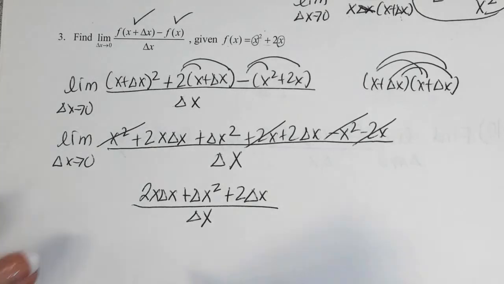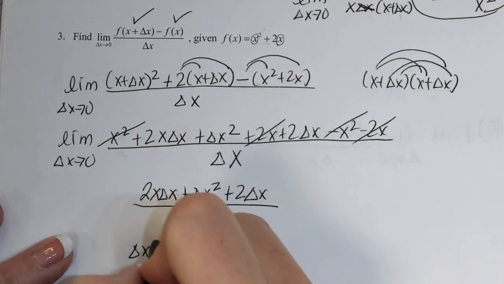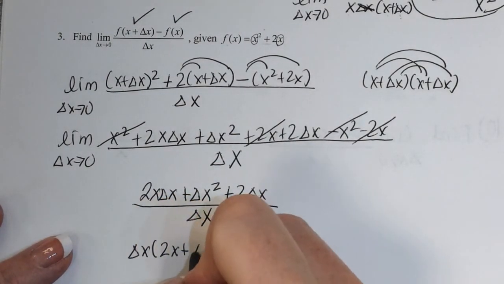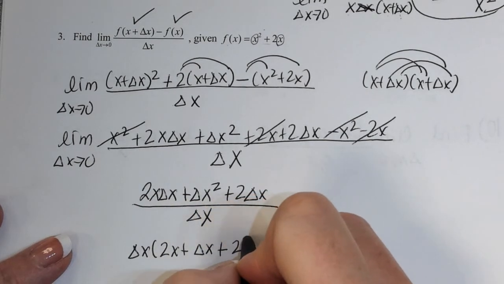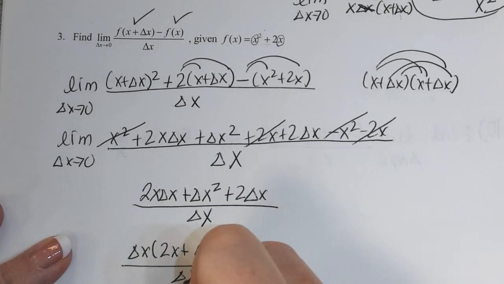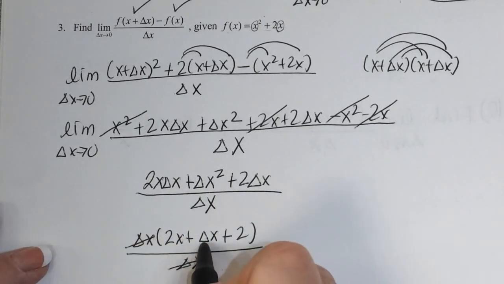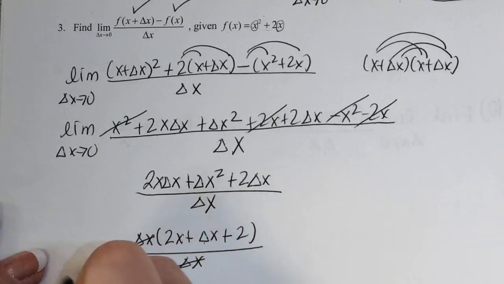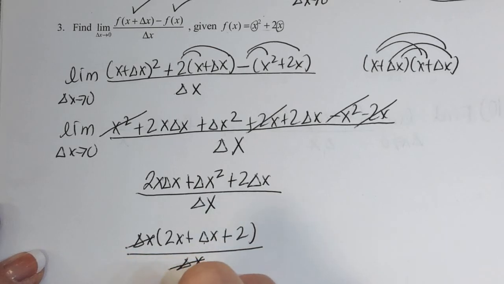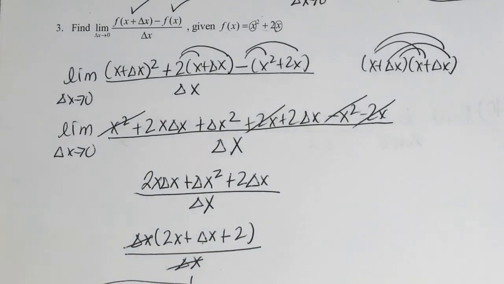So we got that. So now I'm going to factor out a delta x, and I have 2x plus delta x plus 2 all over delta x. So now the delta x's are going to cancel. I'm going to plug in 0 now because now I can. So when I plug in 0, I'm going to get my limit equals 2x plus 2. And there we go.